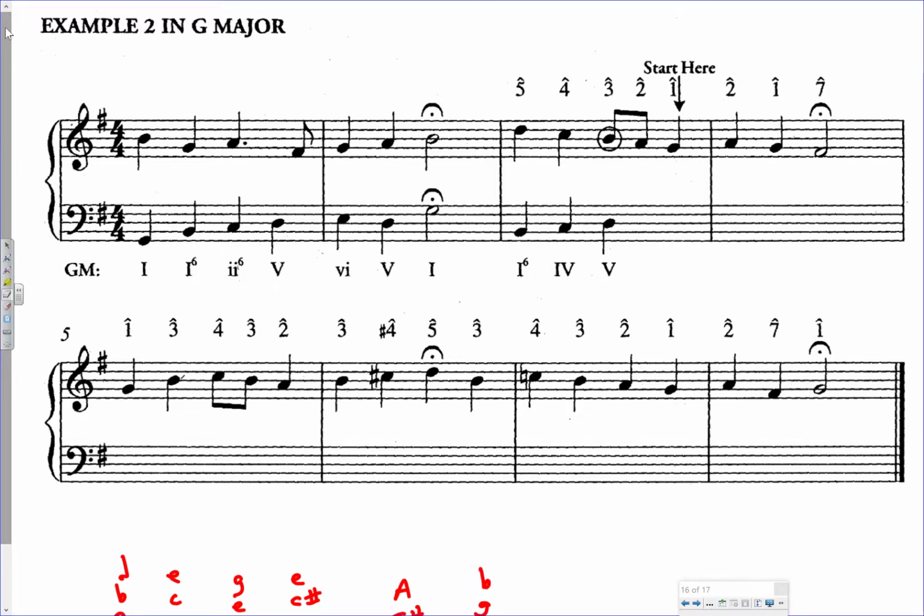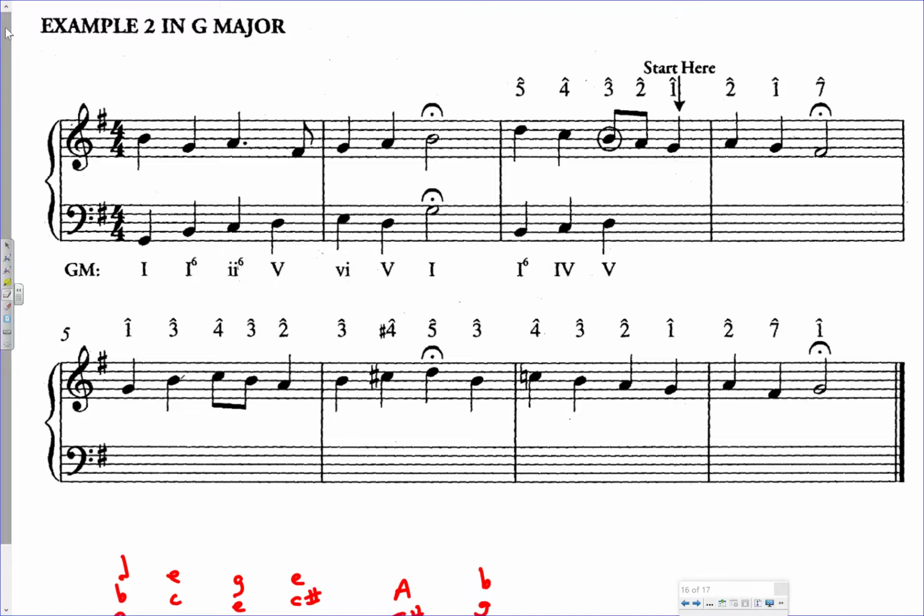Note the scale degree numbers, 5, 4, 3, 2, 1, 2, 1, 7, and so on, will not be part of the AP theory exam. That is something you can write in on scrap paper. That will help you to identify the chord progression.